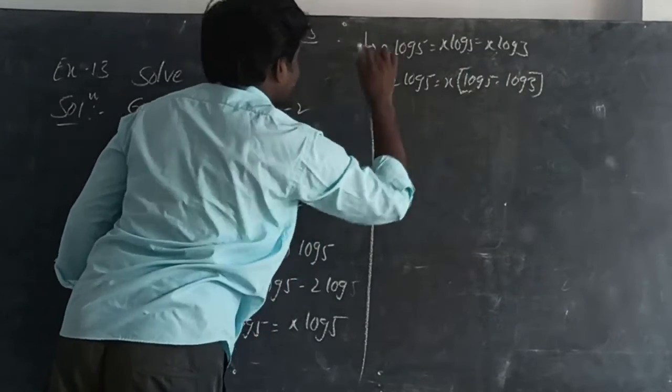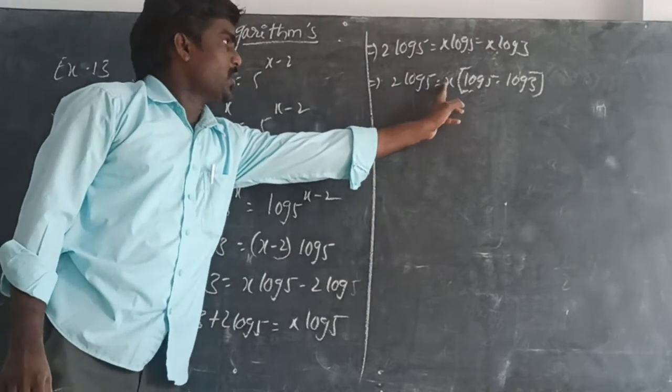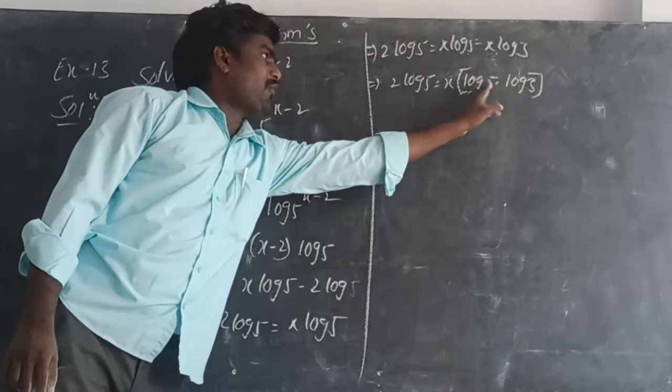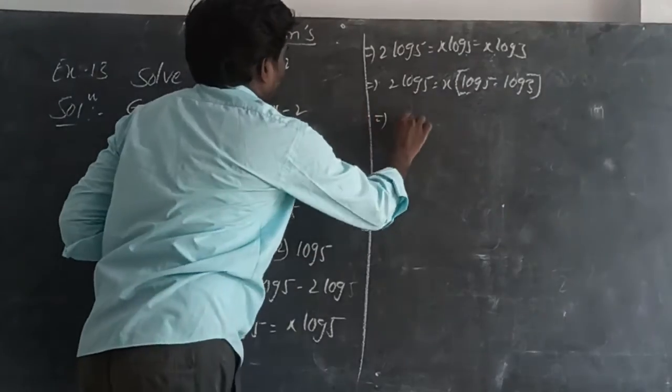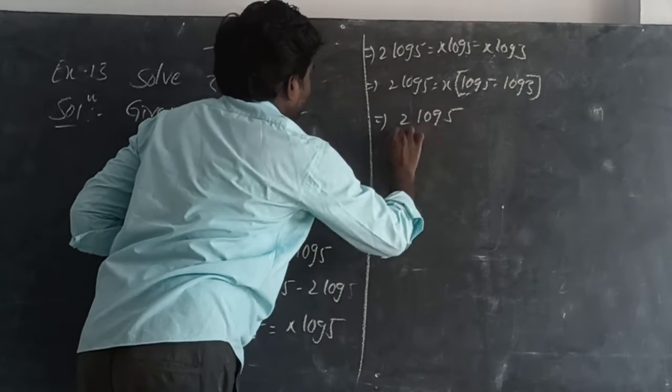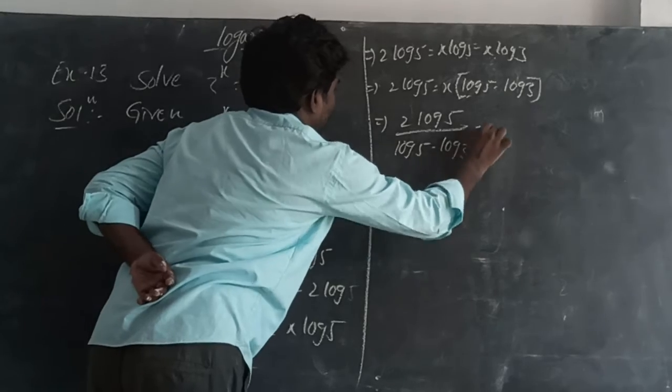Here they are asking to solve. That means to find the unknown thing. Here, what is the unknown thing? X. So here x is multiplied with log 5 minus log 3. This multiplication becomes division. So that is 2 log 5 by log 5 minus log 3 is equal to x.